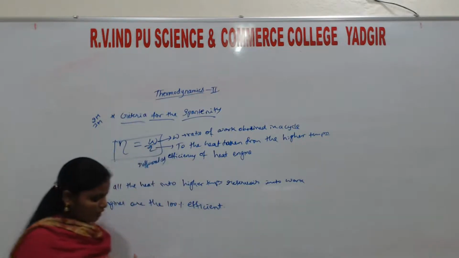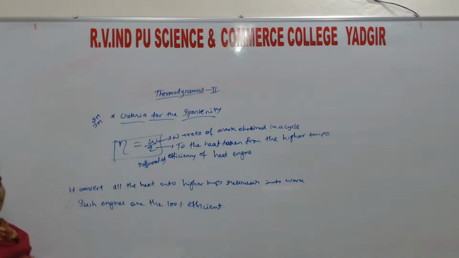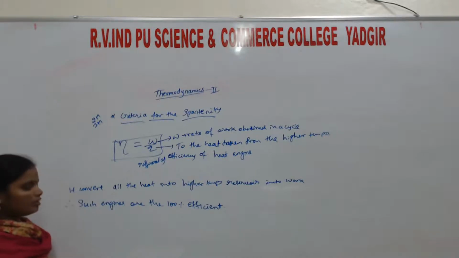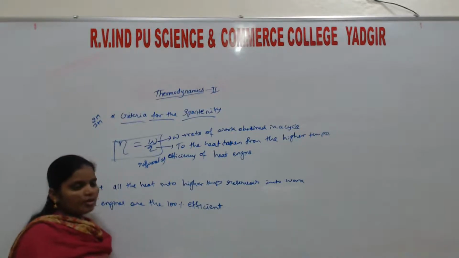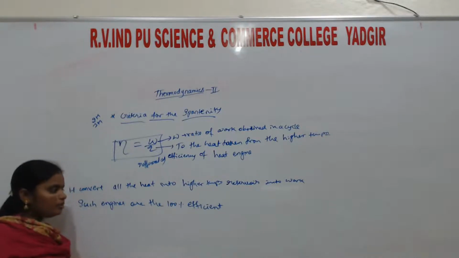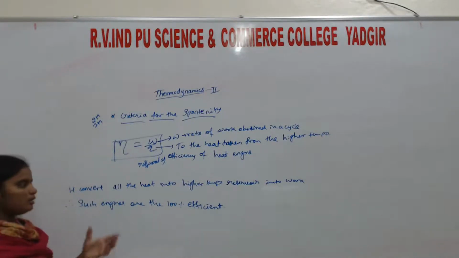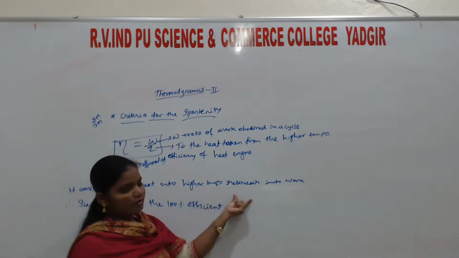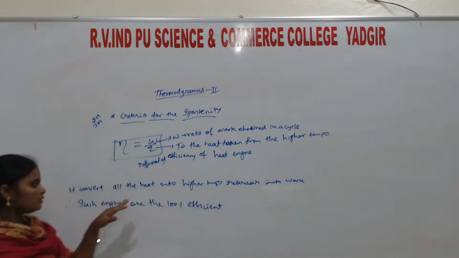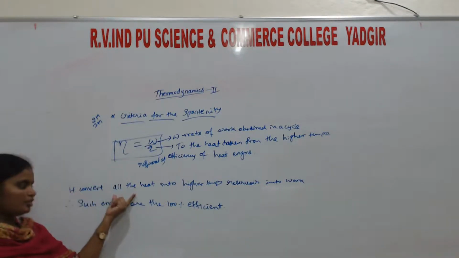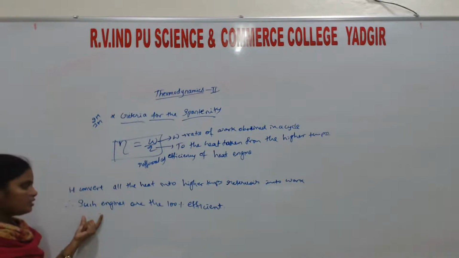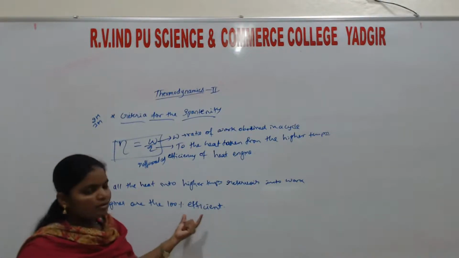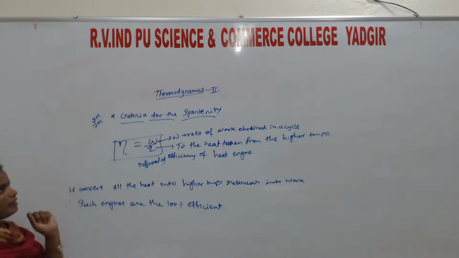This is the efficiency of the heat engine, and one criterion for spontaneity means it converts all the heat from the higher temperature reservoir into work. Such engines are 100% efficient. This is the criterion for spontaneity.